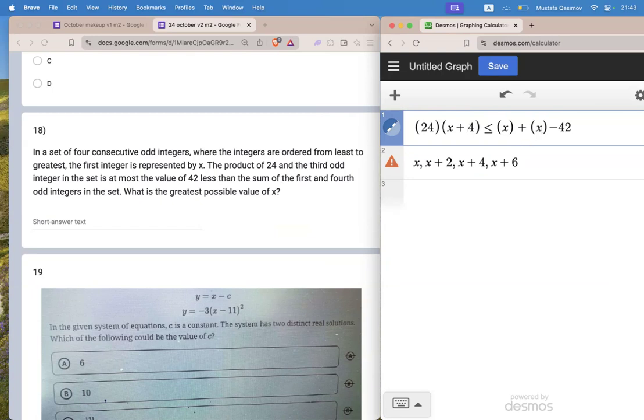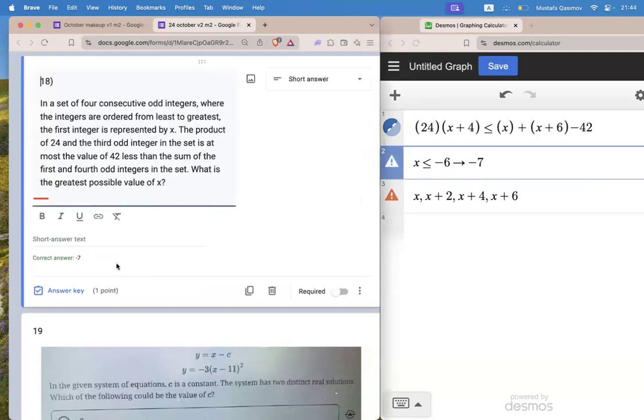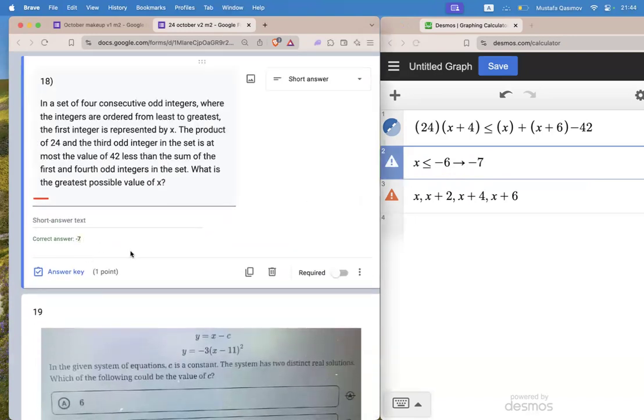Yeah, x and x plus 6, right? If you calculate it, if you look at decimals, you will get x is less than negative 6. So from here, what's the answer? Because we say odd, it means like 1, 3, 5, 7. It cannot be negative 6. The answer will be negative 7. But when I did it the first time, I took negative 6. The answer is negative 7. Any question?